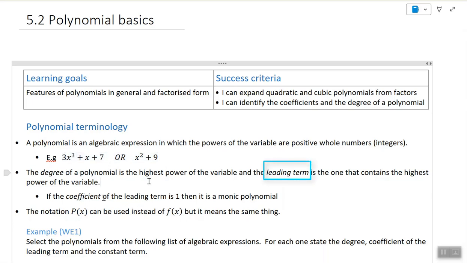The leading term is the one that contains the highest power of the variable. So the coefficient of the leading term in this one is 3. 3 in front of the highest power. What's the coefficient of the leading term in this one? It's an invisible 1. There's an invisible 1 as the coefficient, the number in front of x squared.